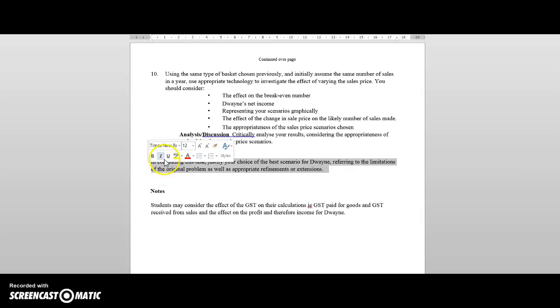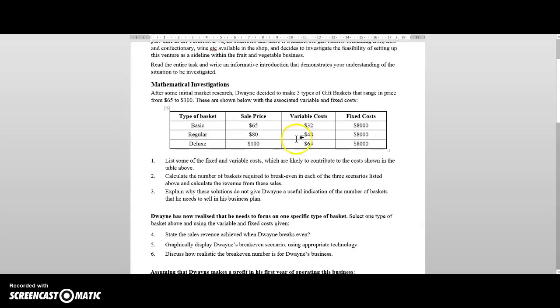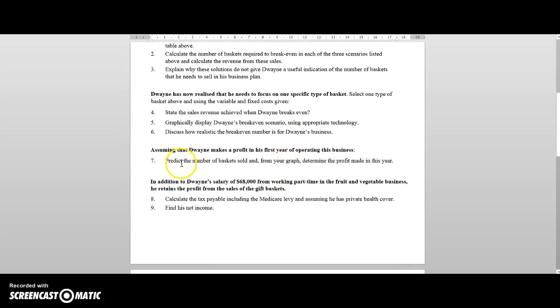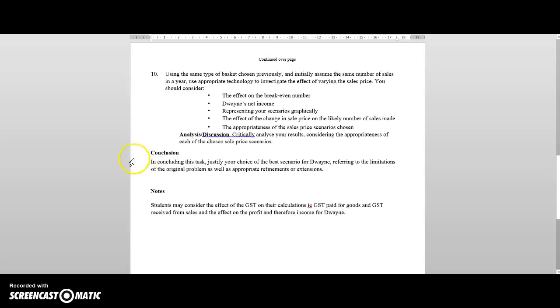It should only be 3 or 4 lines, just summarizing what the best case scenario is and what recommendation you might make for Dwayne to do. So you might say, I would recommend for Dwayne to do the regular basket, but reduce the variable costs so that he can lower his break-even number and increase his profits. So things like that, a very short conclusion outlining what you would recommend.